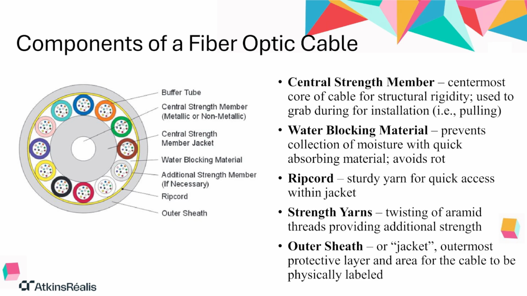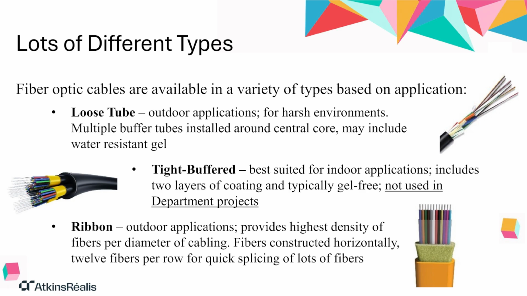Wow, okay. Central strength member, water blocking, ripcord, extra yarns, and the outer jacket. It's way more than just glass strands in a tube. Yeah. So with all these components, you mentioned different environments earlier, that must mean there isn't just one type of finished cable construction, right? Exactly.